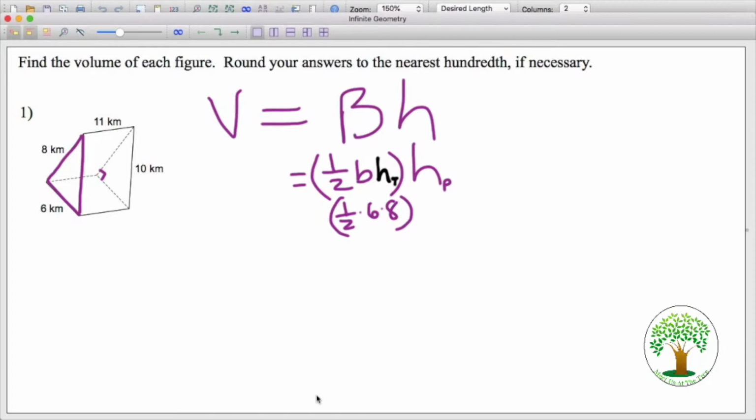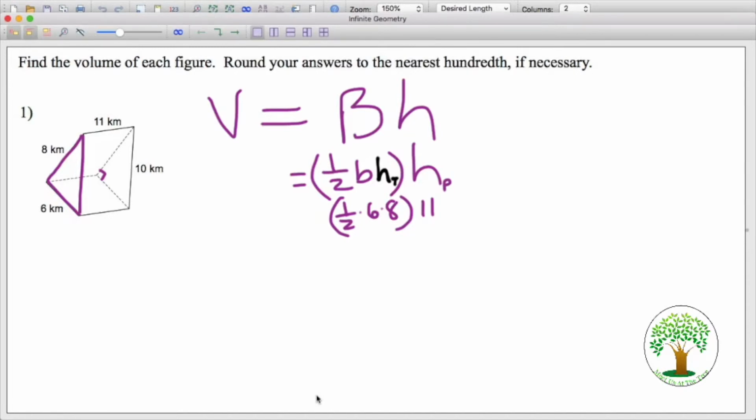And then we have the height of the entire prism. Is that 10? It's not 10. The height of the entire prism is the distance between the two triangles. Oh, that's right. Do you understand? So what number is that one? 11. You really don't need those parentheses when you put this into your calculator.